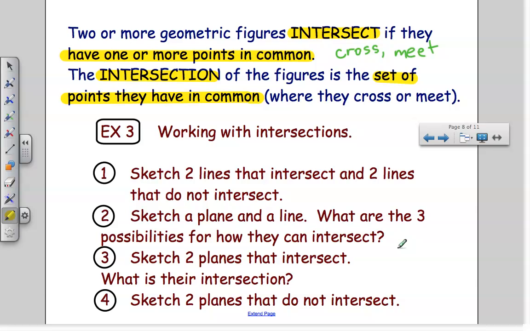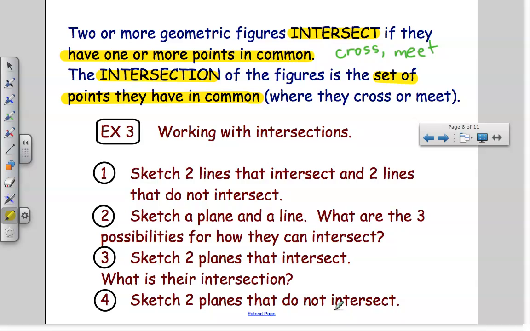Draw or describe those. Example 3, I want you to sketch 2 planes, again 2 flat surfaces that intersect. And what is their intersection? This one's a little bit different than what we've seen for the previous examples. 2 planes that cross, 2 planes that intersect, and what does their intersection look like? If you need help with this one, look around the room and see if you can identify 2 planes that intersect.